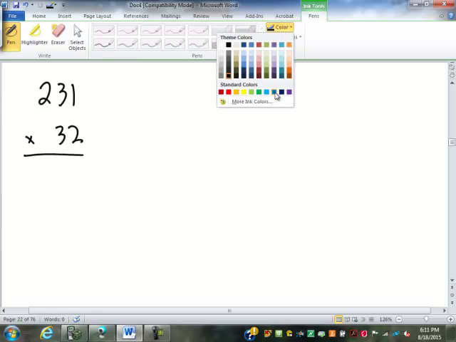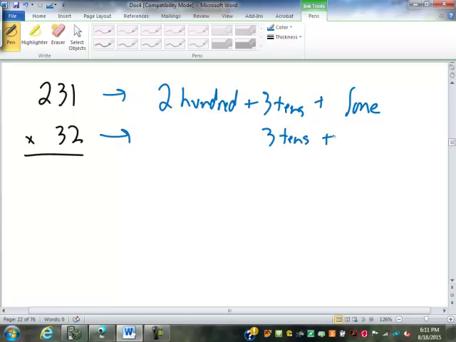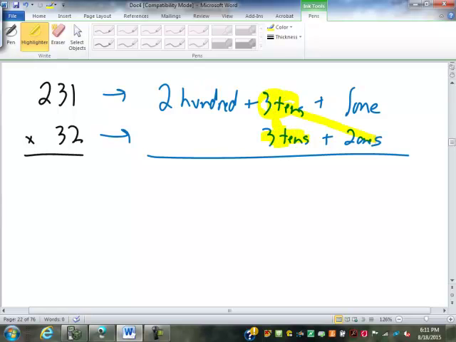This one I'm going to write out in long form as well, so that is 2 hundreds plus 3 tens plus 1 one. This is 3 tens and 2 ones. When we multiply, do we need the same name? No. So the 3 tens here not only can be combined with the other 3 tens, but it can also combine with the 2 ones. In fact, every digit in this number can be combined with every digit in this number.